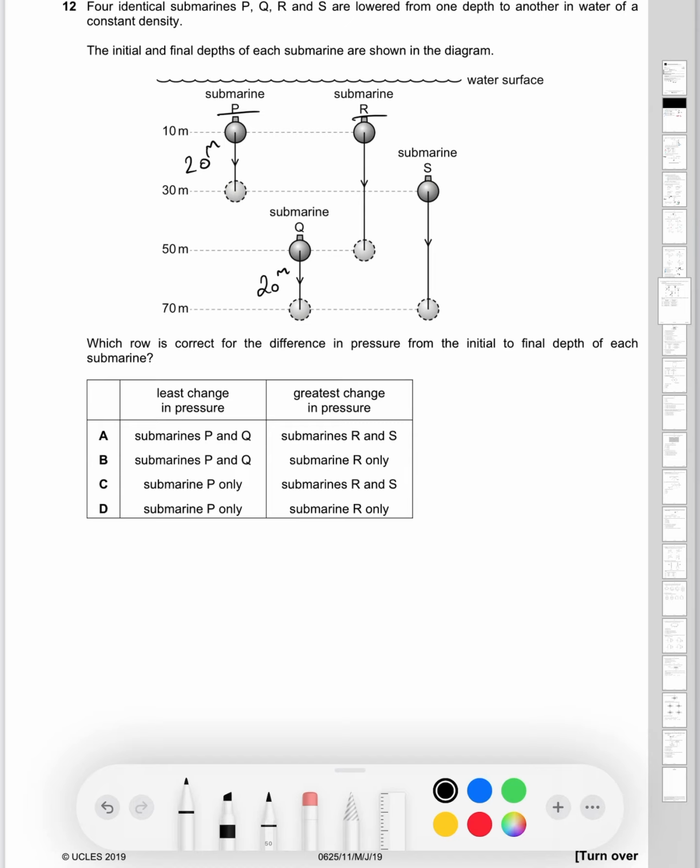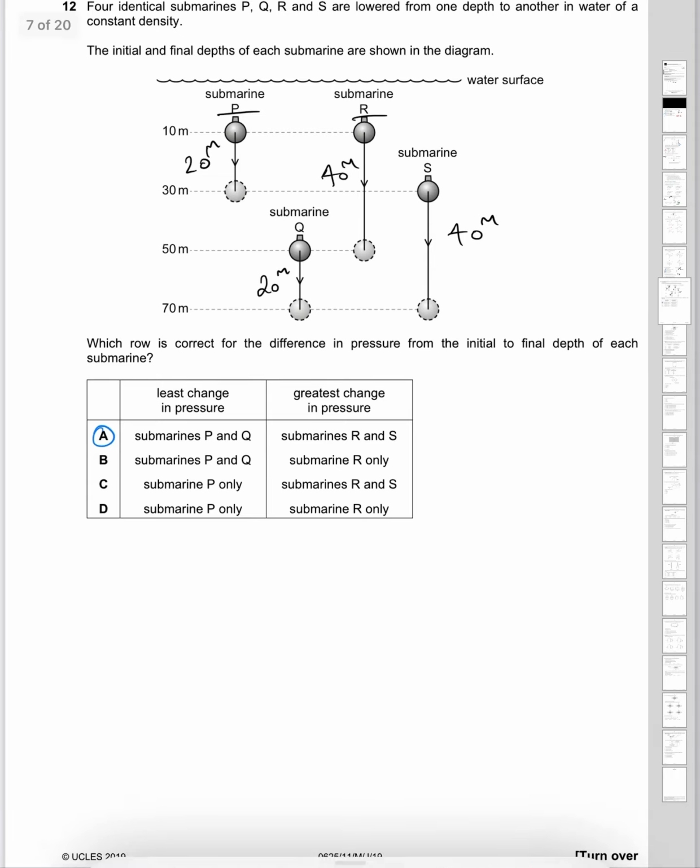But for R and S, R is going from a depth of 10 meters to 50 meters. That's an increase of 40 meters. And the same thing goes for S. Now, you know that pressure increases with depth. So that would mean that the greatest amount of increase in pressure would be for R and S. But the least amount of change in pressure would be for P and Q because they're increasing their depths by 20 meters each, which would make choice number A the correct answer. The greatest change in pressure would be for R and S. The least change would be for P and Q.